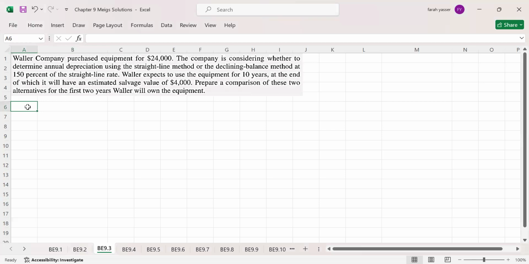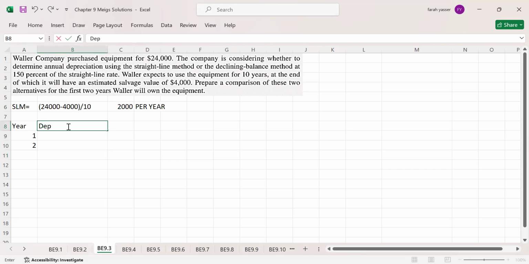First of all, the straight line method. Straight line method annual depreciation is, as we have discussed, cost, which is 24,000, minus salvage value or residual value, which is 4,000, divided by useful life, which is 10 years. So the annual depreciation would be 2,000 per year at the straight line method. Year one and two.